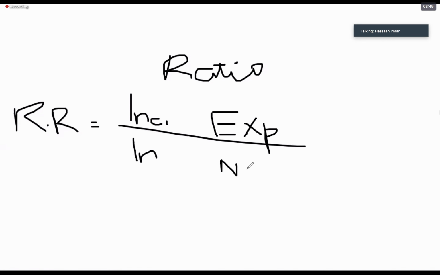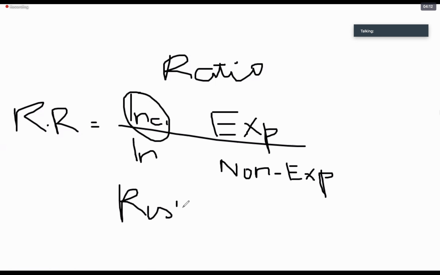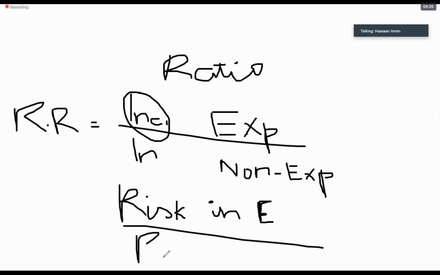So they are two different entities altogether. They are not taken from each other, not related to each other. That's why it is also known as risk ratio. So can we also write, instead of incidence, risk in exposed? Yes, because incidence is a risk. Risk in exposed divided by risk in non-exposed.